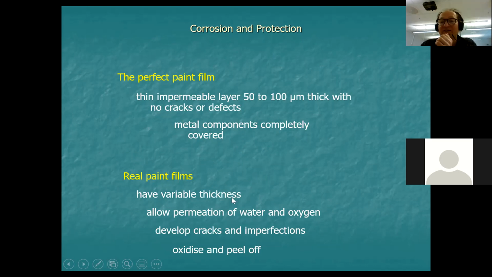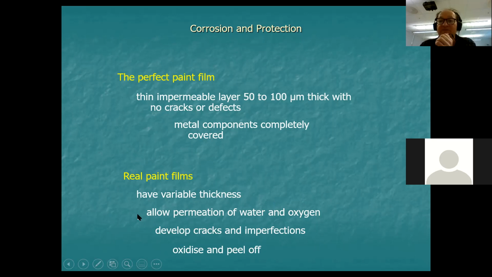Unfortunately, the thickness does vary quite a lot depending on how you apply it. And also they're not completely perfect in the sense that water can permeate, or in other words, diffuse into the body of the paint and even get right through to the other side of it. So if water goes through the paint film, it will bring oxygen with it. And therefore we can have a corrosion situation happening quite quickly. So this is one of the biggest problems with paint films, is to stop this from happening.